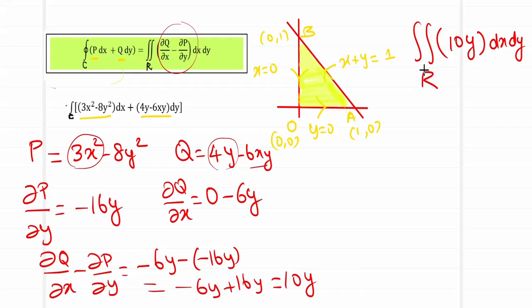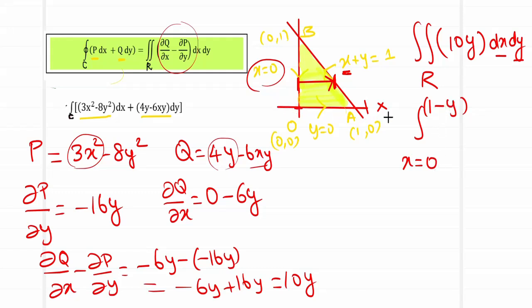Now how to fix the limits for R? I can fix it either in the direction of x or in the direction of y. Let me fix it in the direction of x. Draw a line parallel to the x-axis. My x begins at the point x equal to 0, so x begins its journey with 0. What is the ending point of x? The ending point of x is 1 minus y. So my x varies between 0 and 1 minus y.